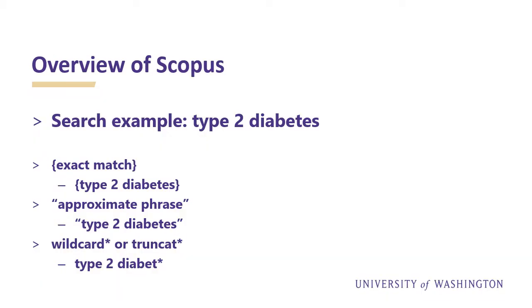As a refresher, the Scopus database uses the following formatting for searches. Curly brackets are used for an exact match. Quotation marks are for an approximate match. Asterisks are used for wildcards or truncation. We'll be using the search type 2 diabetes as our example in this presentation.